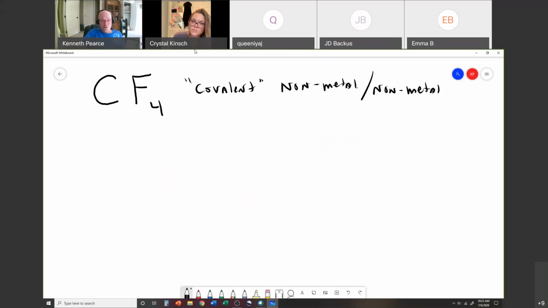Now, what is the name? How do we name this? We name what it is, and we name how many we have of each one. So carbon, there's just one, so we say carbon. How many fluorines are there? 4. 4 means tetra. Tetra means 4. And so we say tetra fluor. Since there's just the atom, we say ide, so we say fluoride. Carbon tetrafluoride. Okay, so these are all skills.